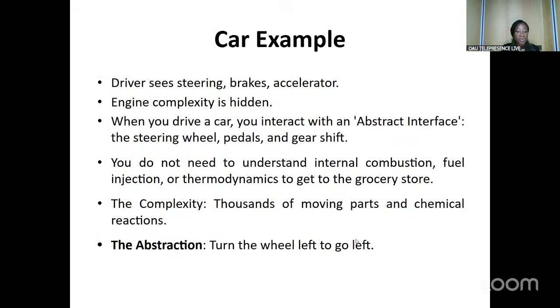So, as I said earlier, I've been mentioning the car example on and on so that by the time you get to the slide, you understand better. As you can see here, the driver sees the steering, the brakes, the accelerator. The engine complexity is hidden. It means that when you drive a car, you interact with the abstract interface: the steering wheel, pedals, and gear shift. You do not need to understand internal combustion, fuel injection, or thermodynamics to get to the grocery store. The complexity, thousands of moving parts and chemical reactions, is hidden from the owner of the car.